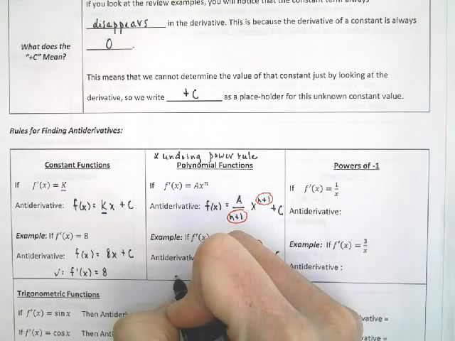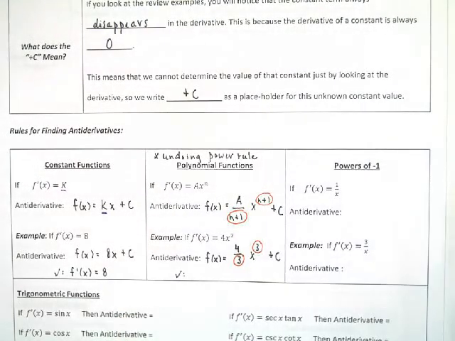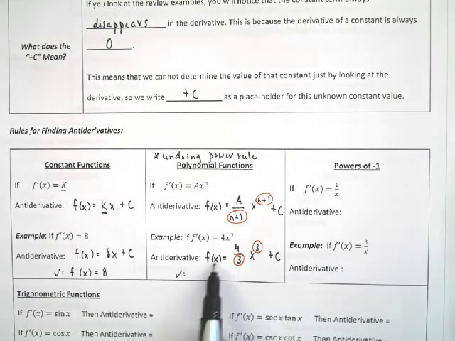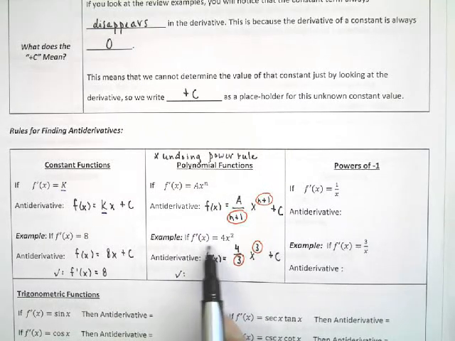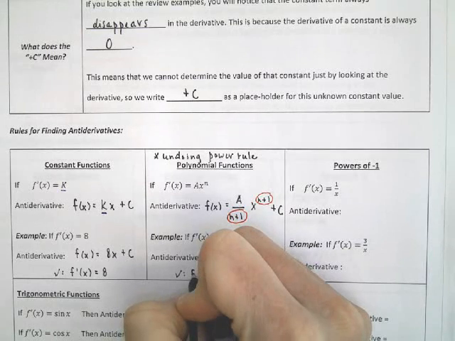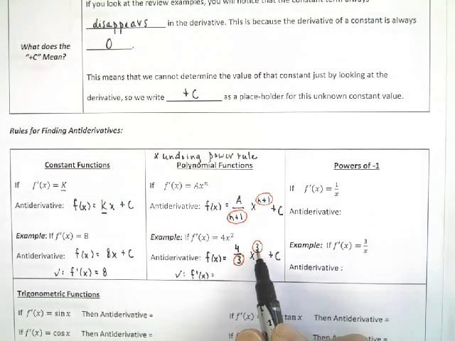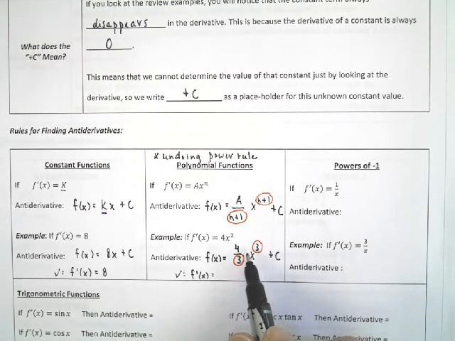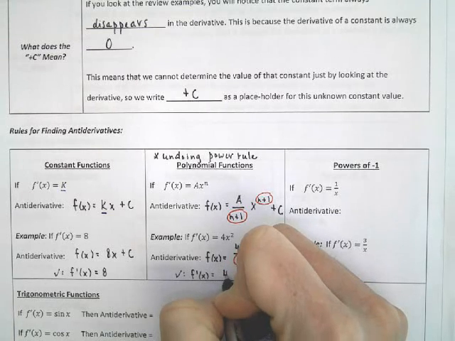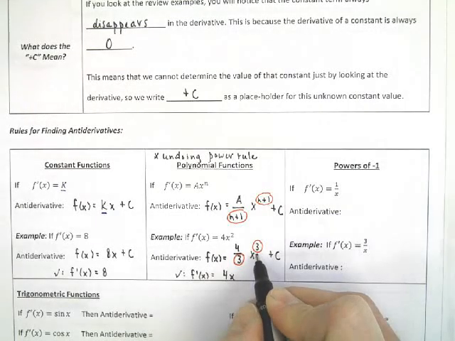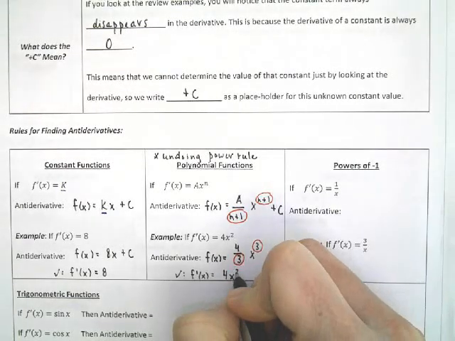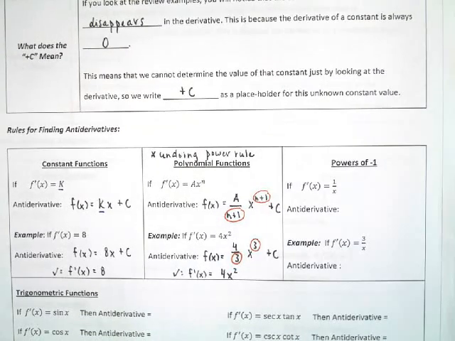Again, you can easily check if you found the correct antiderivative, because if I differentiate this, it better match what I started with. So if I do f prime of x, now I'm using my derivative process, so I'm going to multiply by my exponent. Those 3's are going to cancel, and I'm going to get 4x. I'm going to subtract 1, and I get 4x squared, which matches what I wanted.